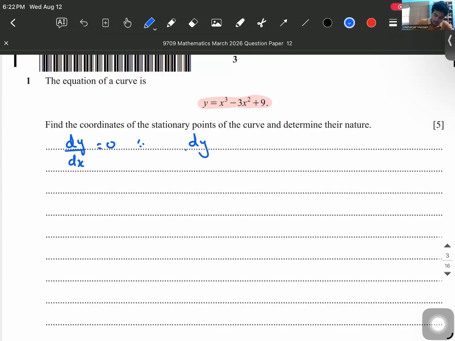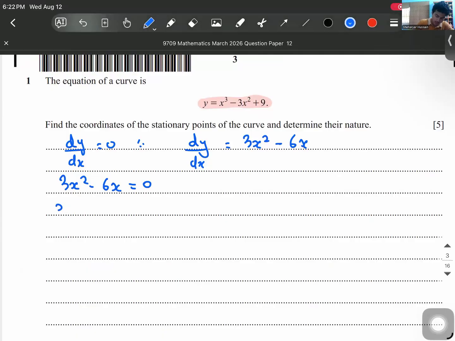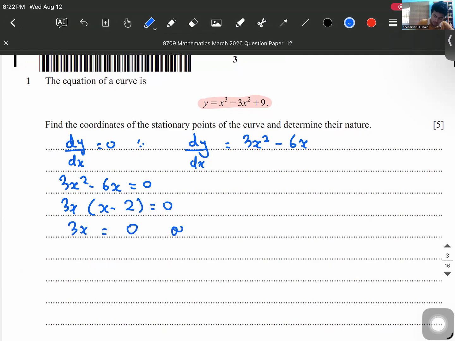So dy by dx equals 3x squared minus 6x. Upon equating this to 0, we are going to factorize it. After factorizing, we get 3x(x minus 2) equals 0. So 3x equals 0 or x minus 2 equals 0. The value of x for one coordinate is 0 and the value of x for the second coordinate is 2.